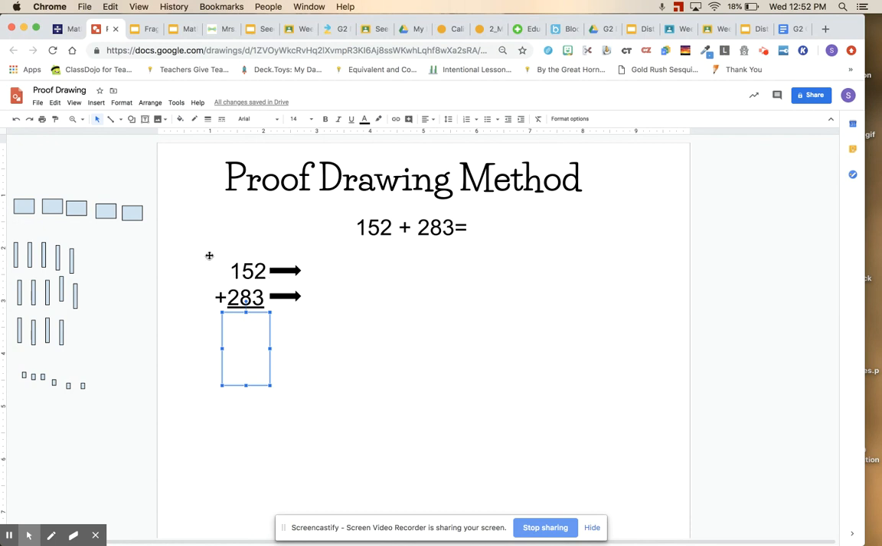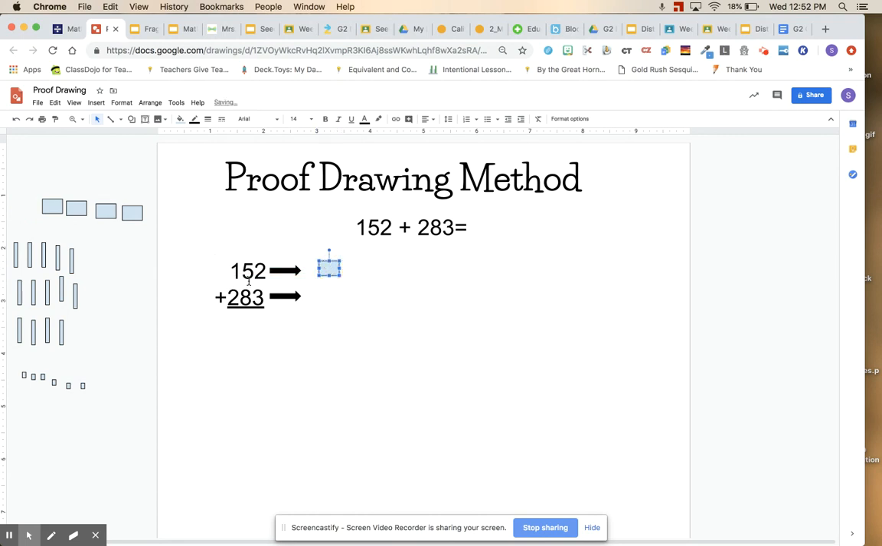I'm going to look at 152 first. I'm going to look at the ones, the tens, and the hundreds. So I'm going to look at the 1, and I know that the 1 is in the hundreds, and I know the 1 represents 100. So I'm going to come over here, and I'm going to grab a flat. A flat pretty much looks like a square, and that represents 100.